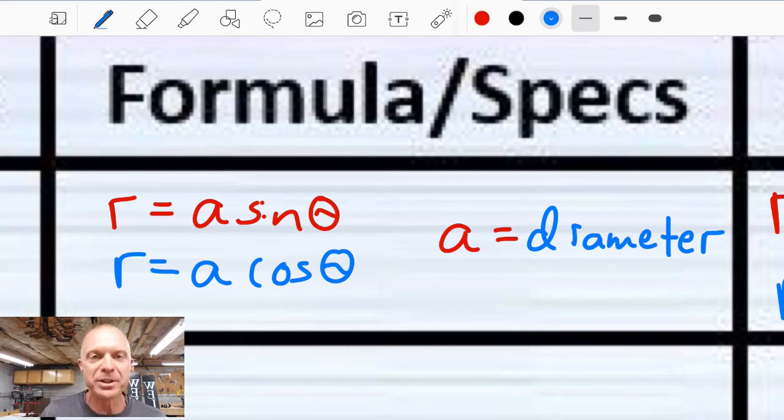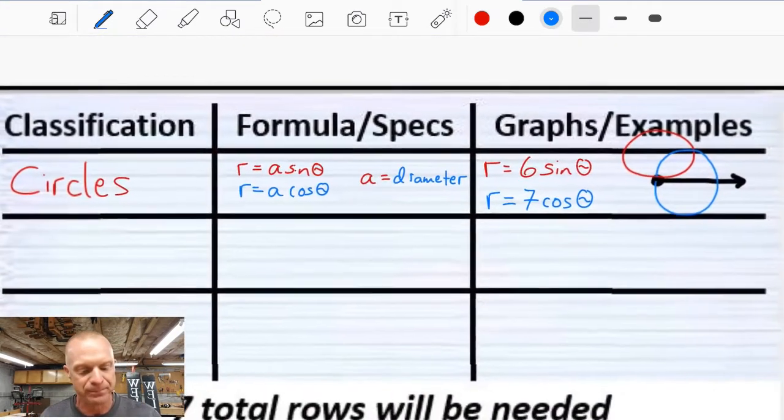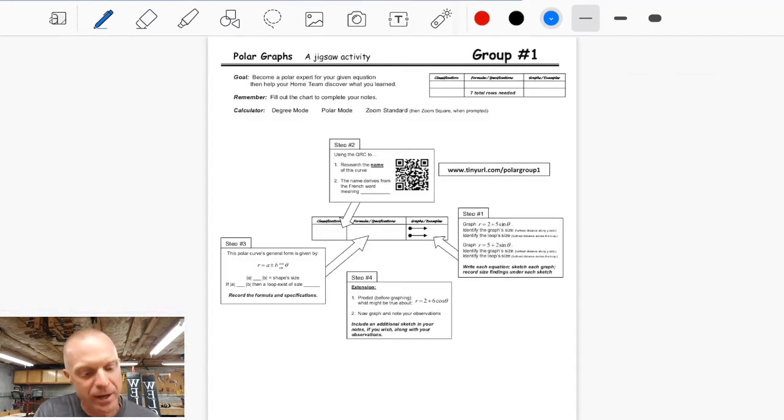Now, I also wanted you to see how a sine function versus a cosine function position your graph differently. But that's not necessarily something that we have to memorize. It's more of just something to notice. Now, the remaining 6 functions are for you to explore through this activity.